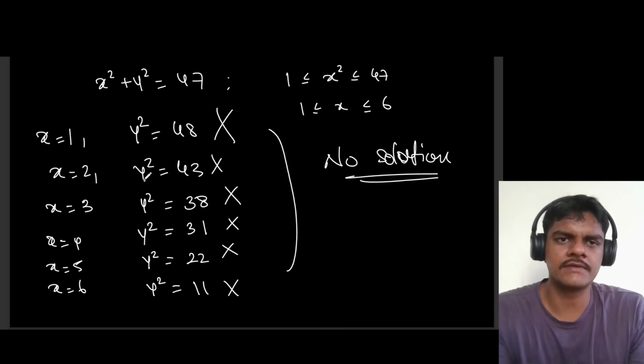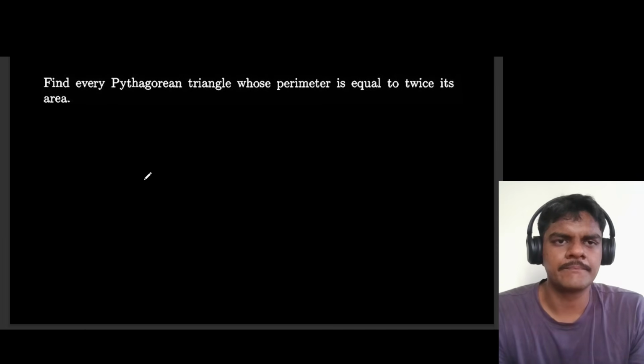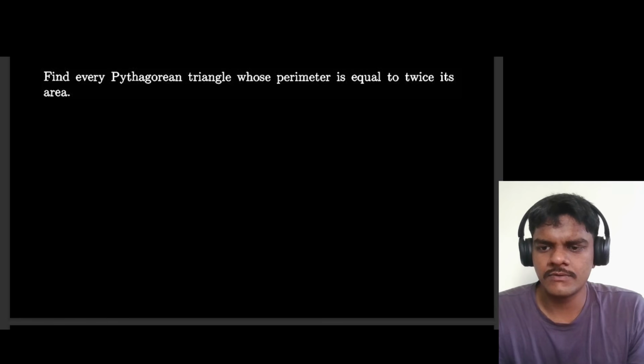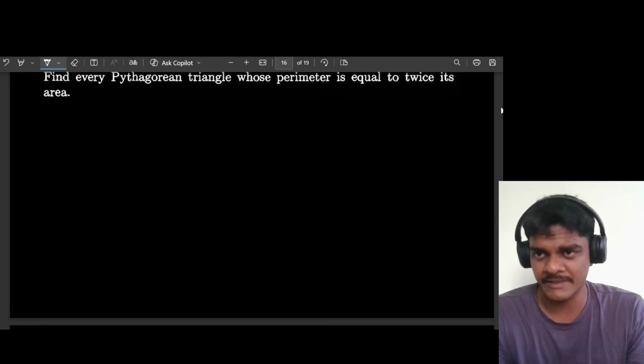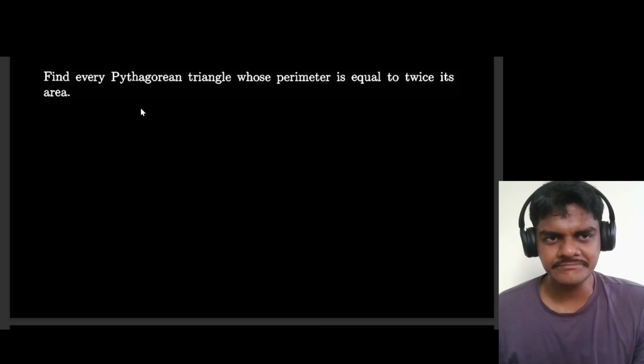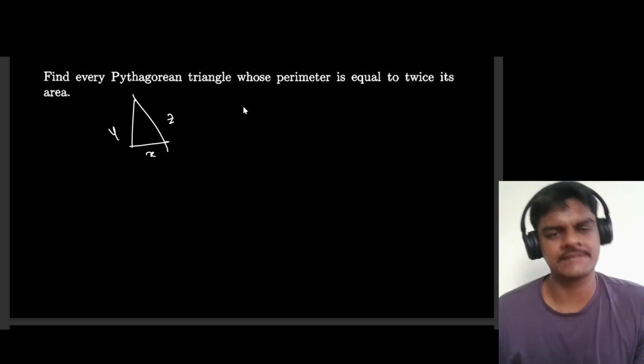Okay, so it doesn't have any solutions. Okay, fine. Find every Pythagorean triangle with the following property: the sum of the lengths of the sides, which is the perimeter, is equal to twice its area. Let's say the Pythagorean triangle has sides x, y, and z like this.